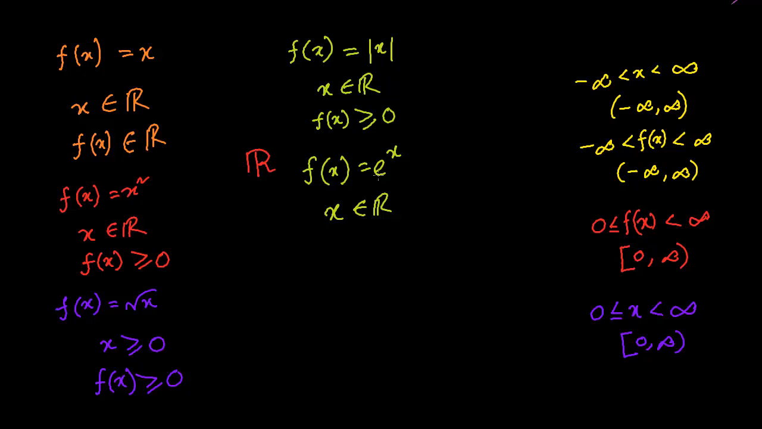Now in case of the range, if you take a look at the visual graph of e to the power x, what you see is that there is an asymptote over here.